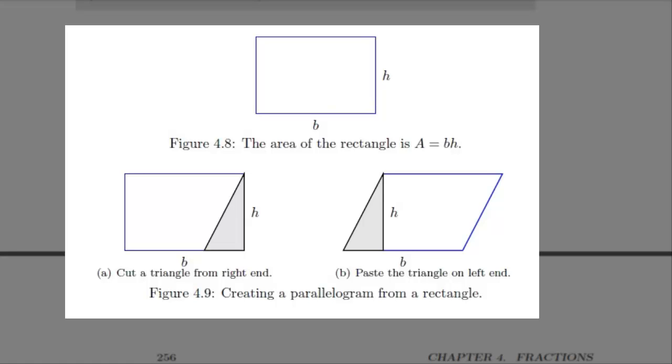Take a pair of scissors and cut a triangle from the right end of the rectangle as shown in figure 4.9a. Then paste the cut triangle to the left-hand side as shown in figure 4.9b. The result seen in figure 4.9b is a parallelogram having base B and height H. Because we've thrown no material away in creating the parallelogram from the rectangle, the parallelogram has the same area as the original rectangle, that is, the area of the parallelogram is A equals B times H.